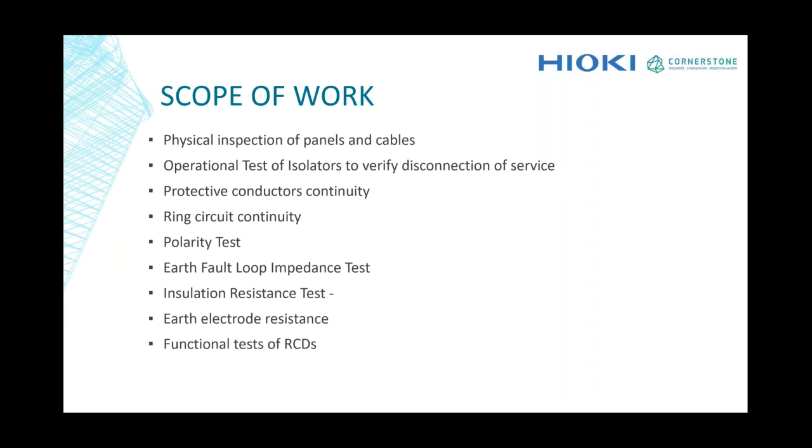Then next is the earth fault loop impedance test. It is to be performed from the DB incomer and final circuits to verify the continuity resistance of earth cables. Then the insulation resistance test. This test is to be done on circuit cables to check for insulation damage. Then next is the earth electrode test. This is to verify the earth pit resistance, which is to be tested from the earth pit also. Then functional testing of RCD. This is a trip test of the RCD by injecting fault current.